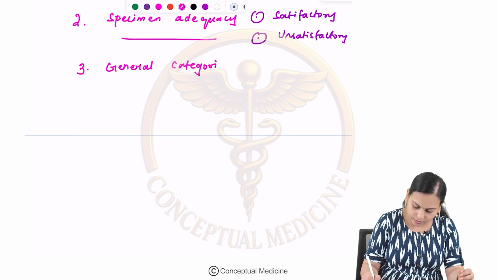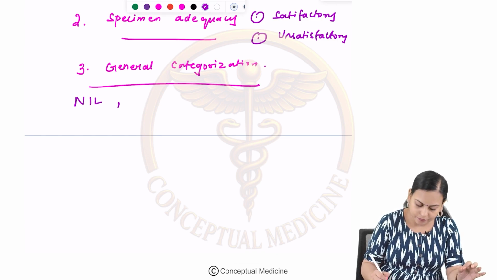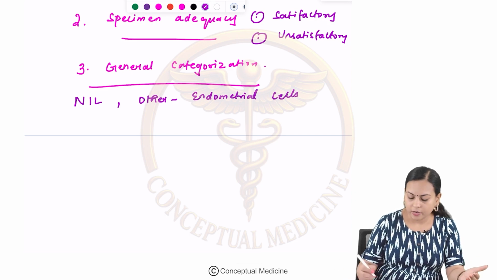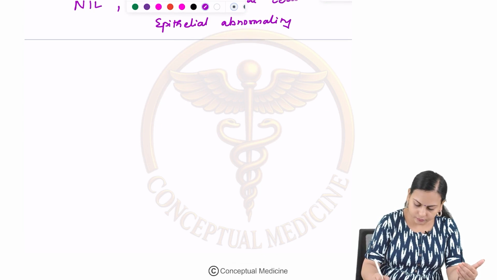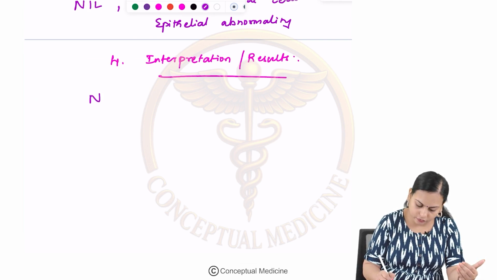categorization. So, general categorization means it can be negative for intraepithelial lesion or malignancy, or it can be any others like endometrial cells, or if you see any epithelial abnormality, that can be mentioned. Okay. And finally, the interpretation or the results. Interpretation or the results. So, this can also be negative for intraepithelial lesion or malignancy.